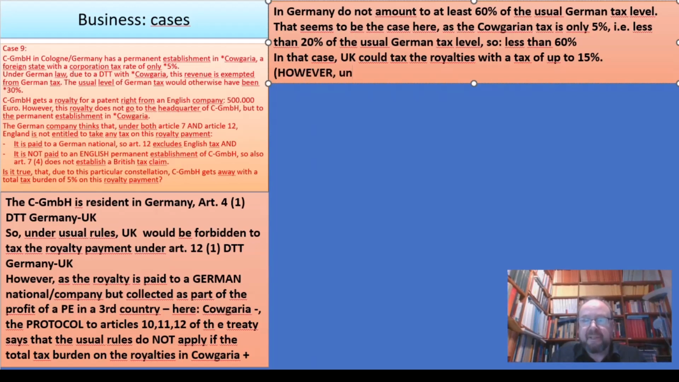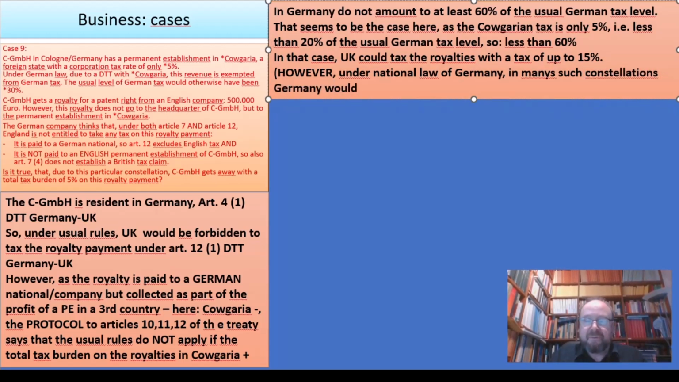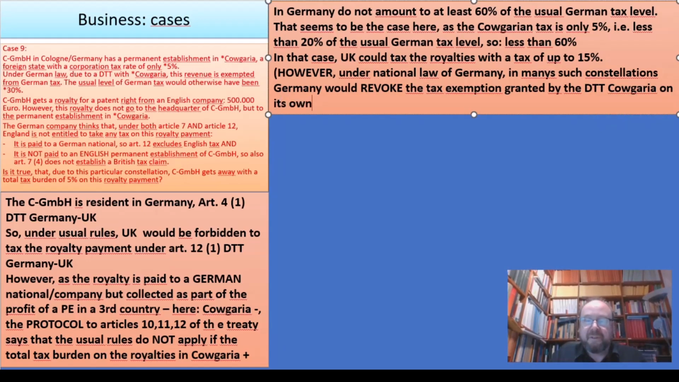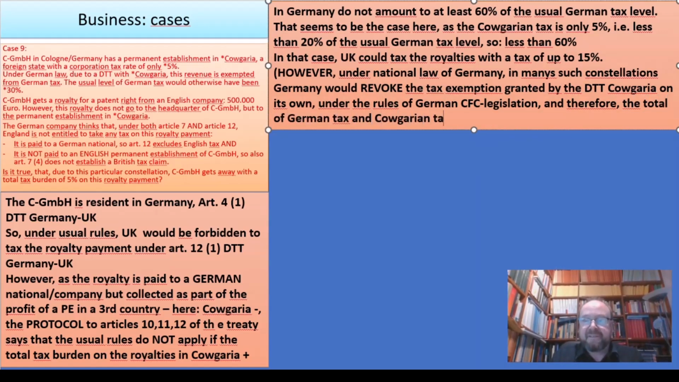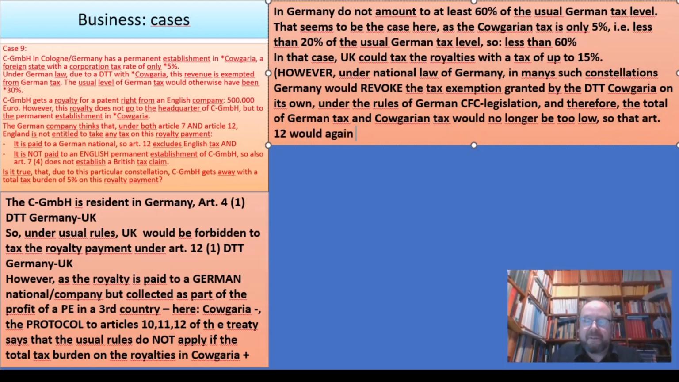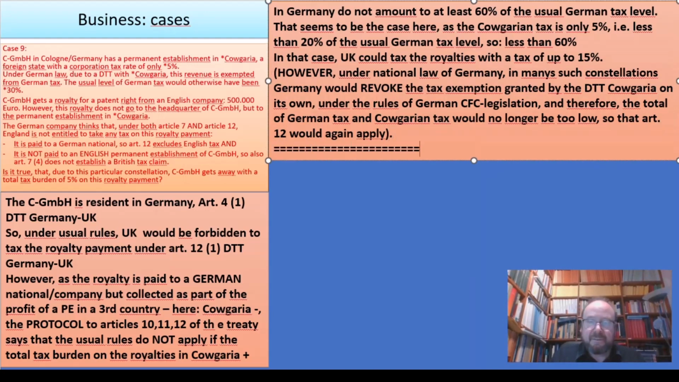But by the way, under national law of Germany, in many such constellations, Germany would revoke the tax exemption granted by the DTT Bulgaria on its own under the rules of the German so-called CFC legislation, and therefore the total of German tax and Bulgarian tax would no longer be too low, so that Article 12 would again apply. That's the case.